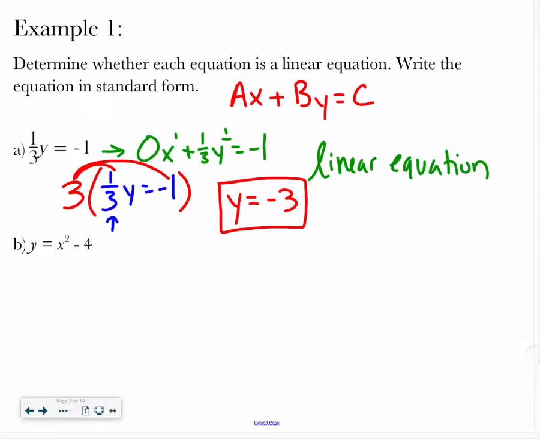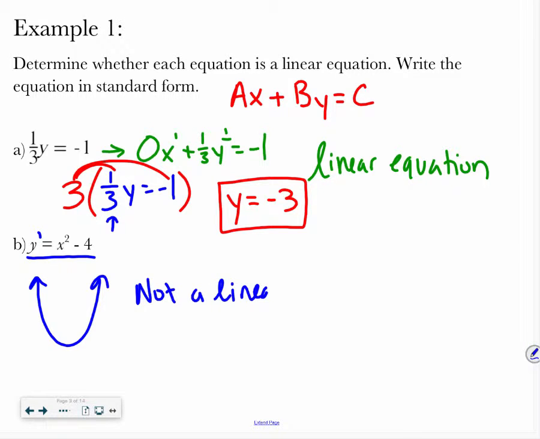Now let's look at part B. We have y equals x squared minus 4. And if we look at it, we have y to the first power, we have x to the second power. Since that's a variable to a second power, that means we would end up with a shape like this somewhere on the graph. And that is not a linear function. So we would say not a linear equation.